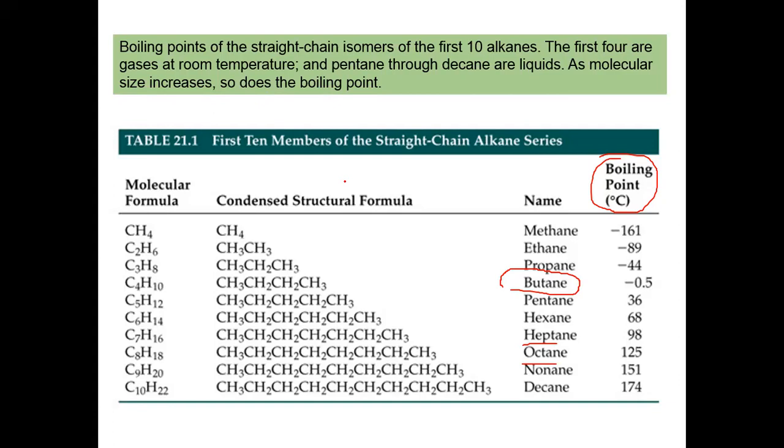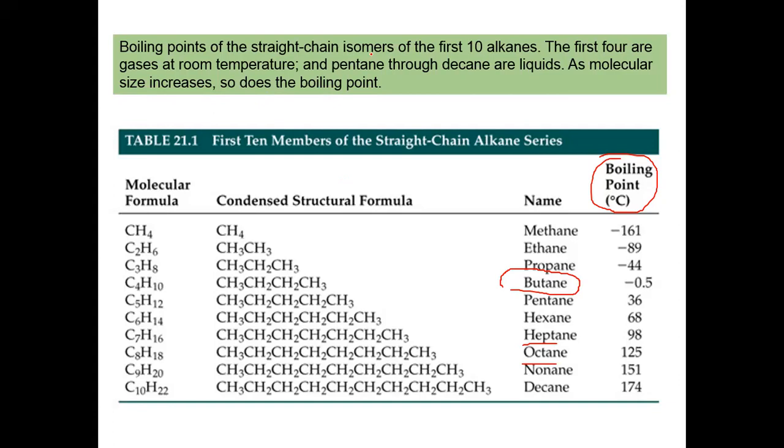So if it boils at minus 0.5 degrees Celsius, what's going to happen at room temperature? Gas. Of course, it's going to be gas. It boils already at less than 0, so it's already boiled, completely evaporated. Room temperature is about 25 degrees more than minus 0.5, so it's going to be completely gas.